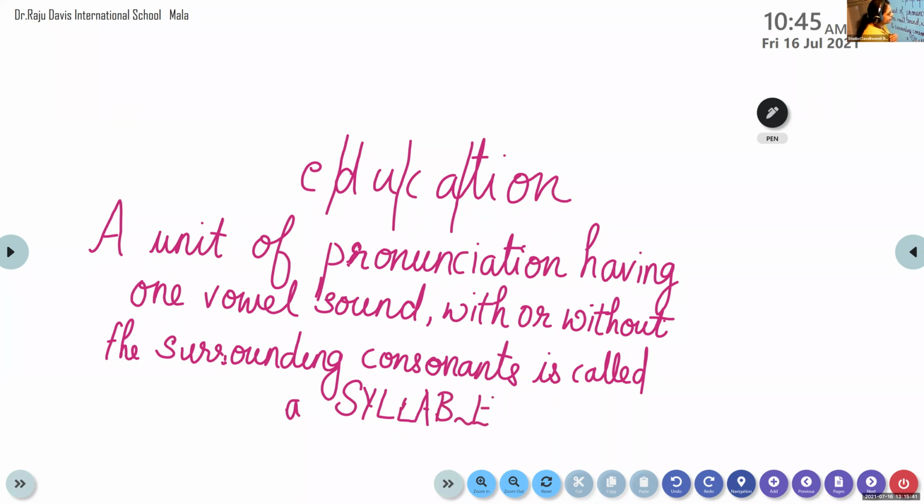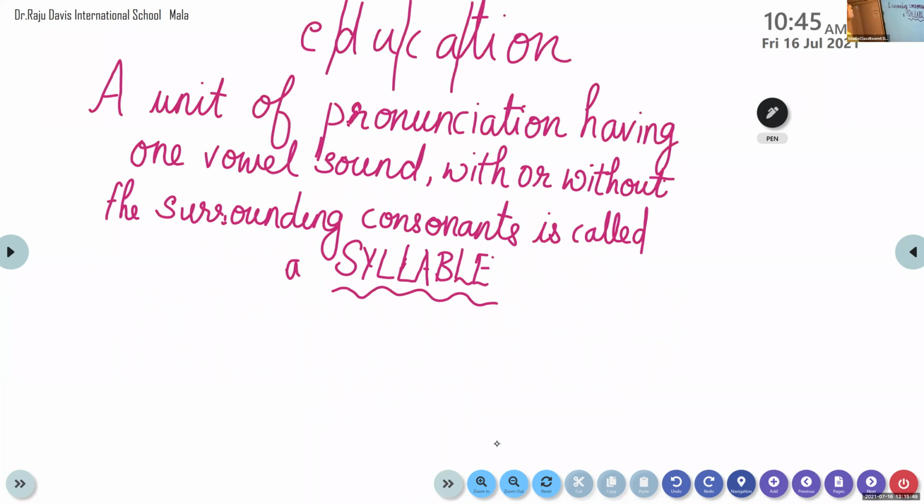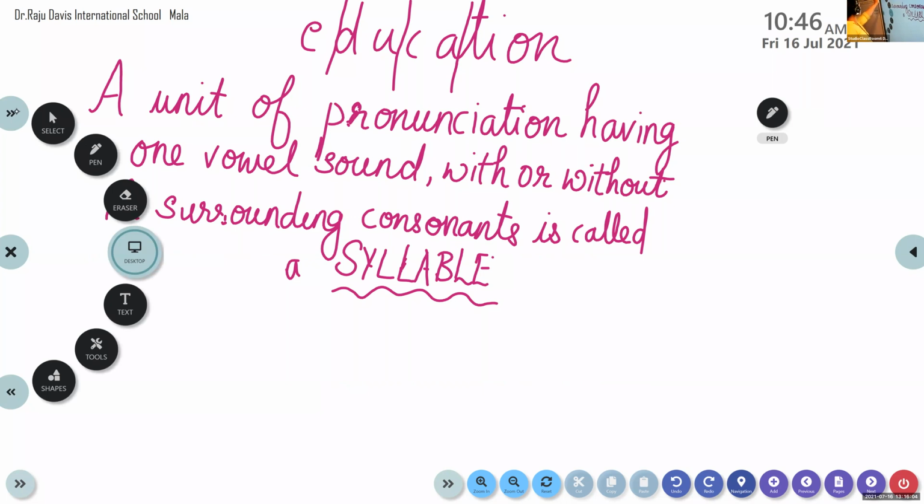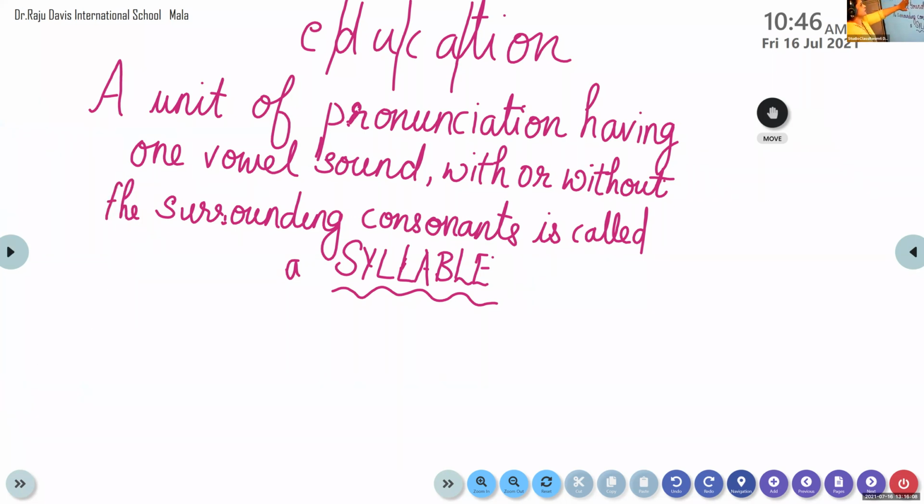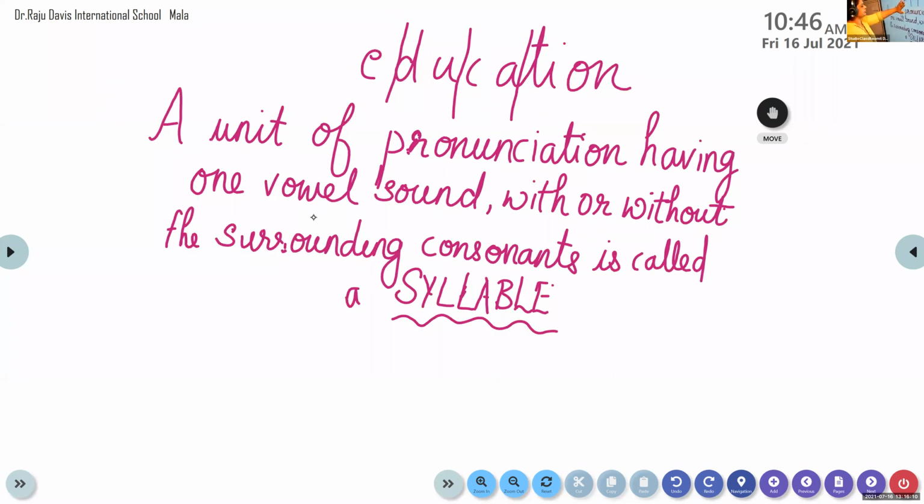What's the definition of a syllable? A unit of pronunciation, having one vowel sound with or without the surrounding consonants, is called a syllable. So look at the word education that we wrote here.